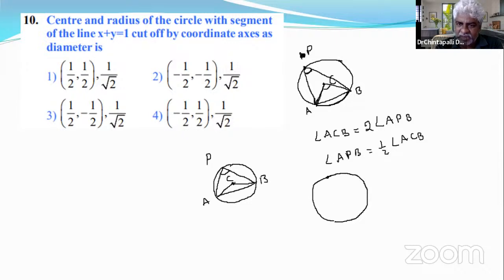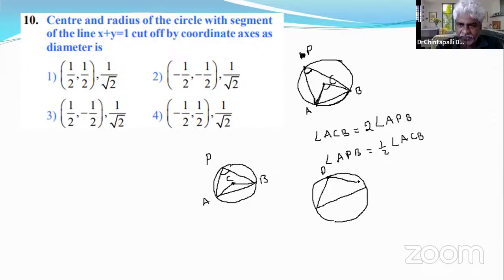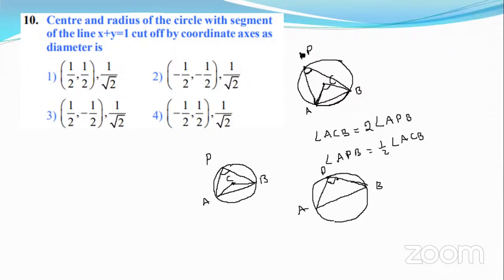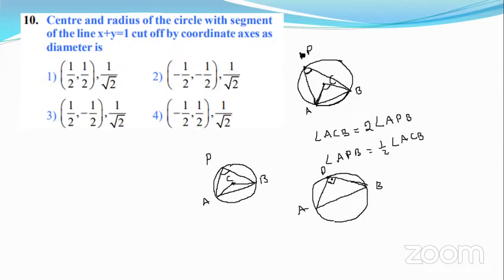What happens if angle APB is 90 degrees? Right angle, yes, that means right angle. Angle APB is a right angle. This is a right angle, 90 degrees. Got it? 90 degrees is half of what? APB is half of angle ACB. That is, it is 90 degrees.